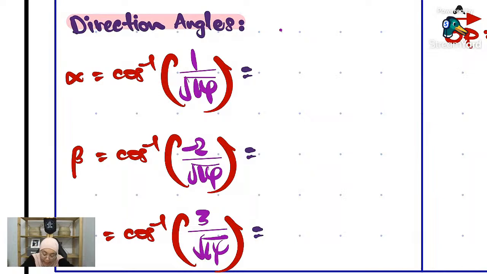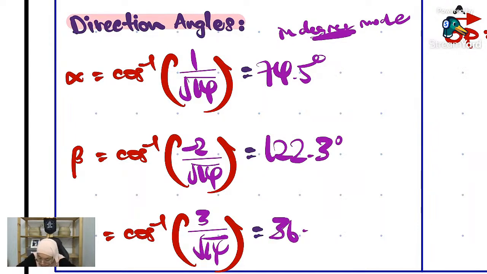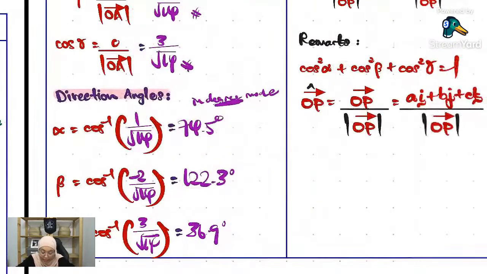You calculate it in degree mode. Everything is here in degree mode sebab tak ada pi. So there is no pi radian here, nothing, no radian. So this is just degree mode. So you calculate it and you will get here 74.5 degree. You will get here 122.3 degree. And here is 36.9 degree. So you try it yourself whether you got the same as mine or not. Okay, so we're done here.